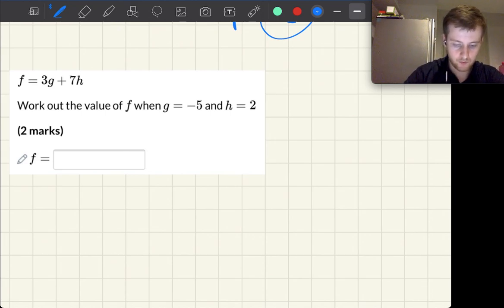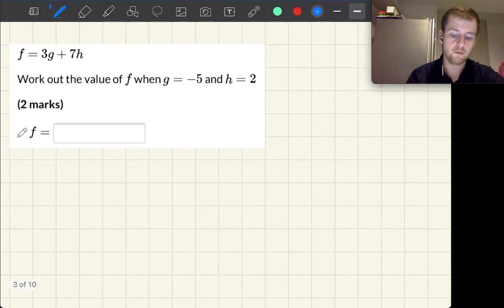F equals 3g plus 7h. Work out the value of f when g equals -5 and h equals 2. This is a past paper question, but probably from the core paper. So it's like paper 1, a really easy past paper question. So let's do it quickly.